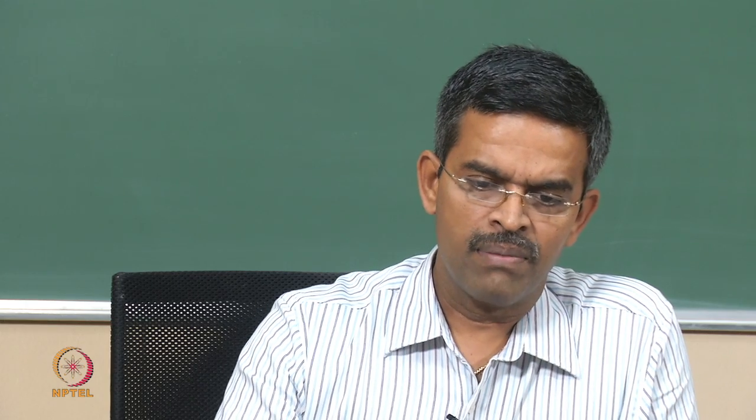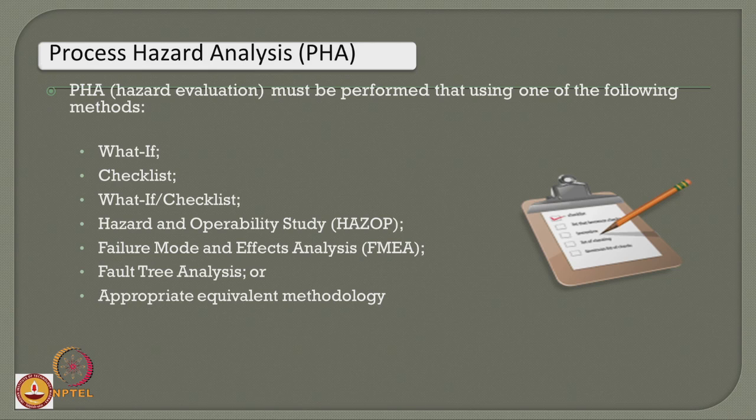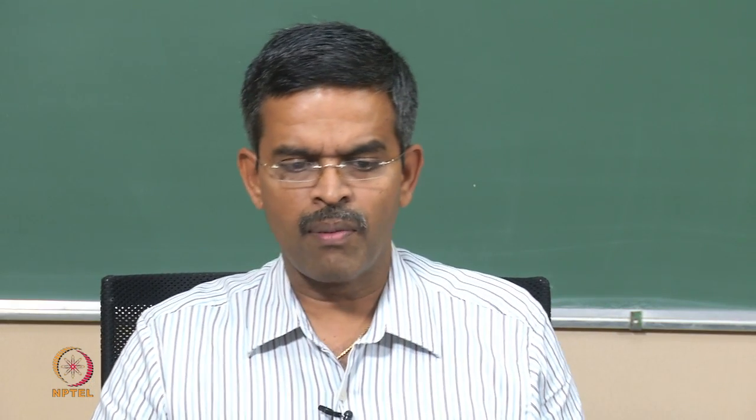Let us talk about process hazard analysis as a brief introduction in process safety management. Process hazard evaluation or analysis must be performed using one of the following methods. It can be what-if, preparation of a checklist, hazard and operability studies, failure mode and effect analysis, fault tree analysis, and/or an appropriate equivalent methodology. There are many methods based on which you can do probabilistic hazard evaluation.